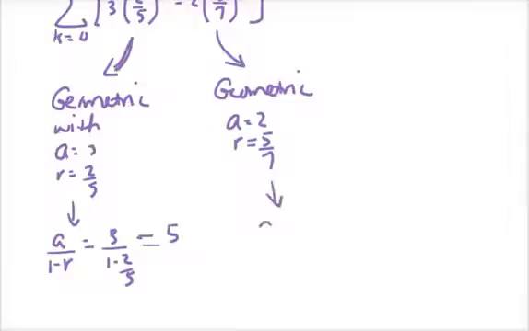This is going to converge to 2 over 1 minus 5/7, and that's going to converge to 7.